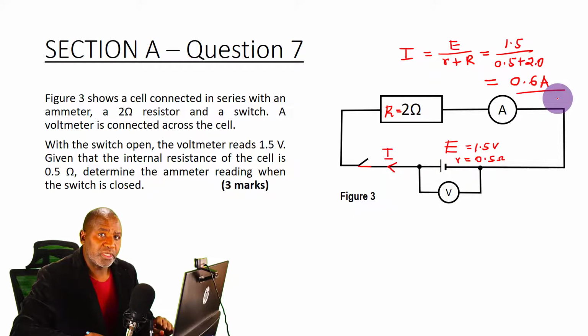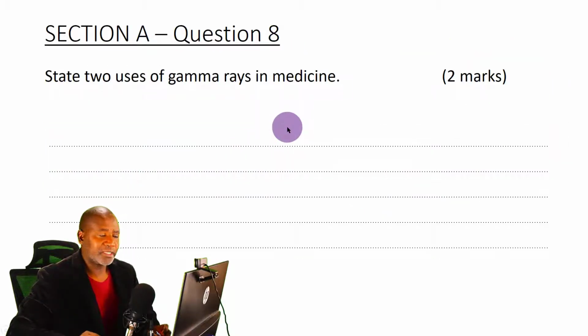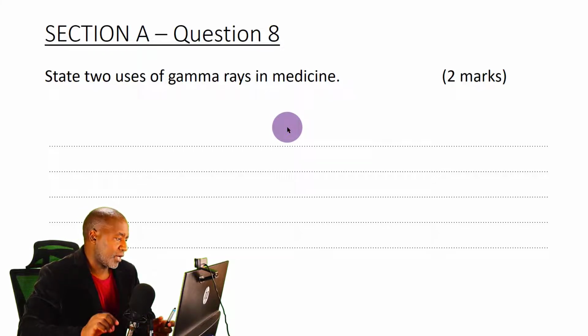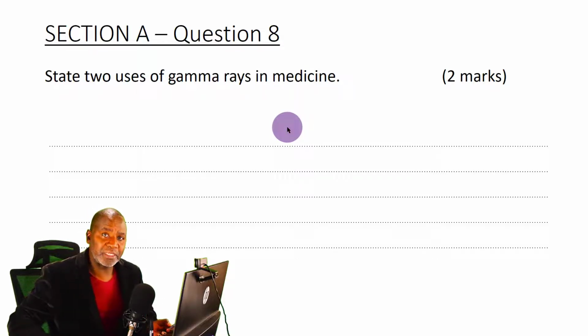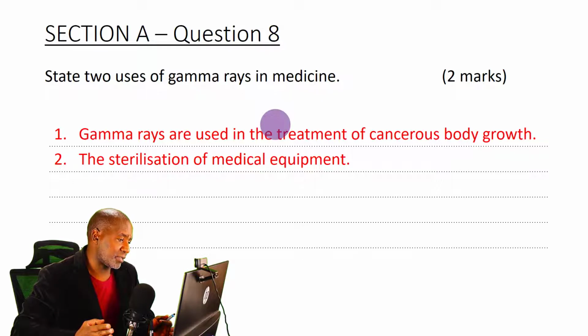Let's go to question 8. Question 8 is rather direct. You're asked to state two uses of gamma rays in medicine, and this one is very simple. Gamma rays are used to control or to manage cancerous growth, or what we call malignant growth. The other use of gamma rays in medicine is in sterilization of medical equipment, that is to kill germs on maybe surgical equipment.